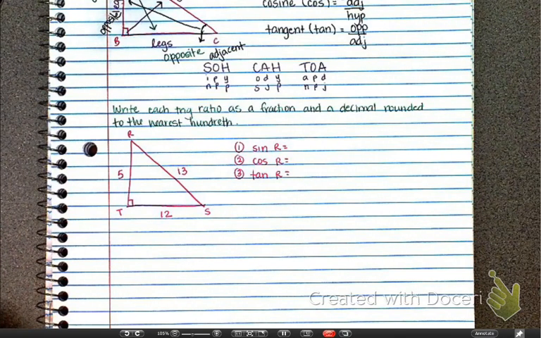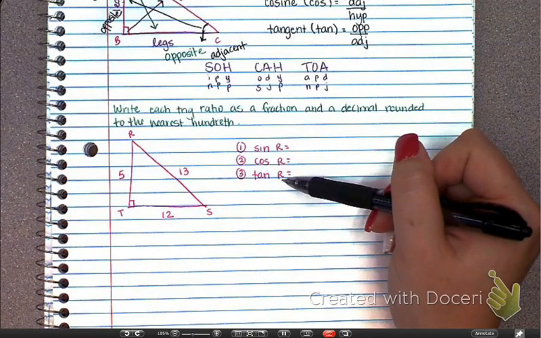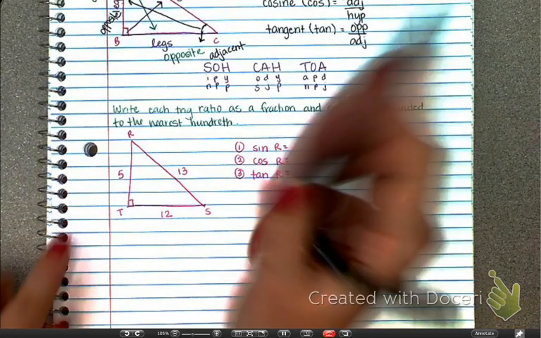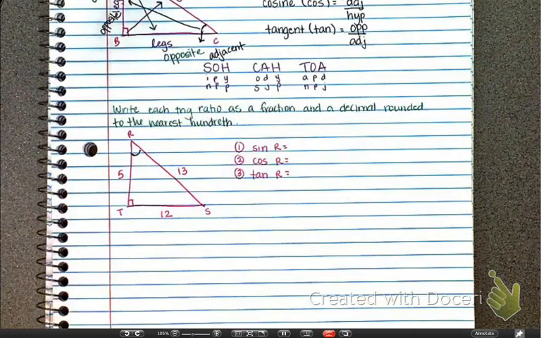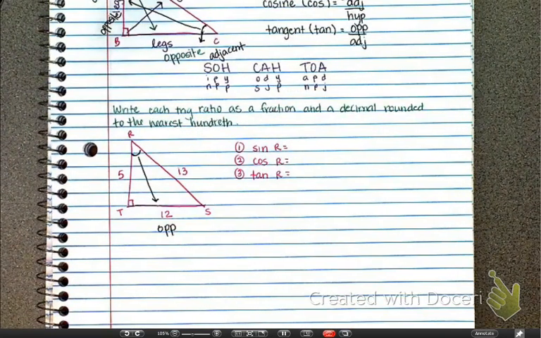Okay, so I mentioned you can only use right triangles, right? And we need to be able to label the opposite side, the adjacent side, and the hypotenuse. If I look at all three of these problems, it tells me I want the sine of r, the cosine of r, and the tangent of r, which means my reference angle is r. That's the angle that I need to look at, and that's how I will label all of my sides. So which side is the opposite of angle r? 12, the TS, right? Across from angle r is my opposite side. You need to label everything as we go right now. Until you are masters at this, you need to label everything.